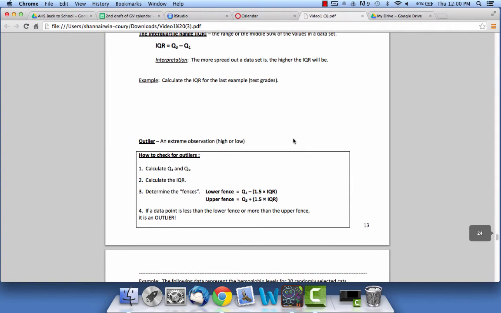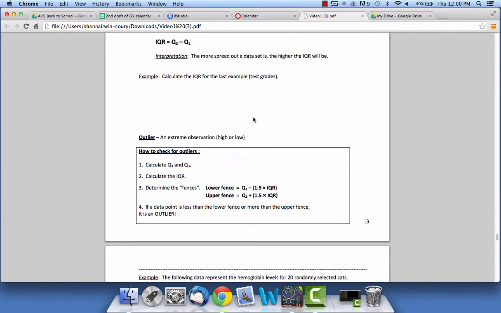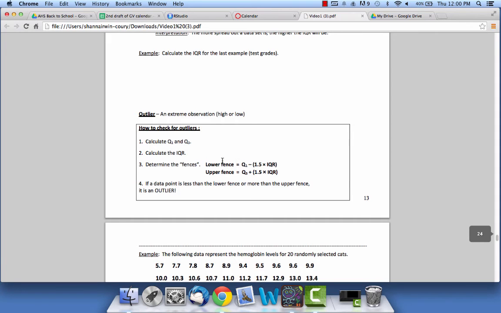And the way you check for an outlier is you take the interquartile range and you multiply it by 1.5. You start with Q3 and you go out 1.5 IQRs. You start with Q1 and you go back 1.5 IQRs, and that's how you find the expected range of values.